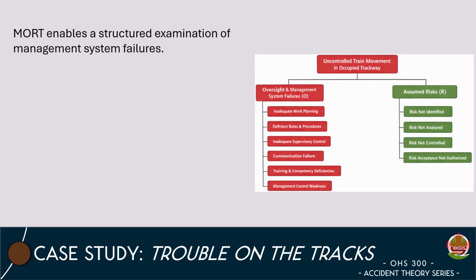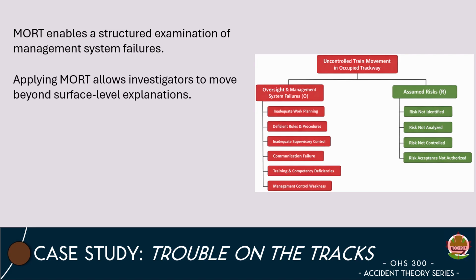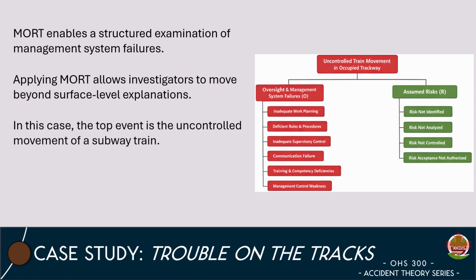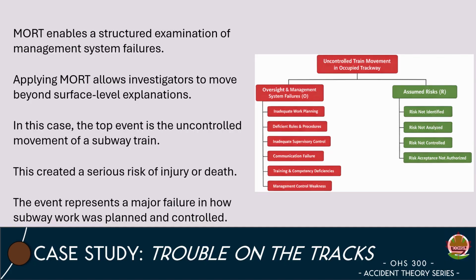MORT enables a structured examination of how management system failures and unaddressed or improperly accepted risks combine to create the conditions under which the near miss occurred. By applying MORT to this case, investigators can move beyond surface-level explanations and identify latent organizational deficiencies that contributed to the lost potential. The top event in this case is the uncontrolled movement of a subway train into a trackway where workers were present. This situation created a serious risk of injury or death and represents a major failure in how work on the subway system was controlled.